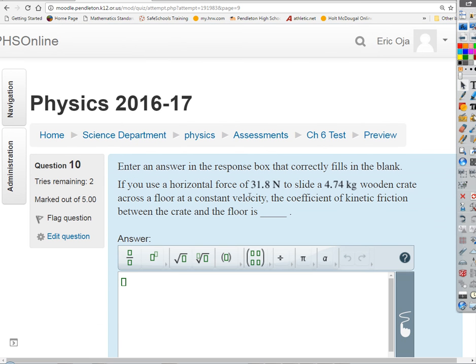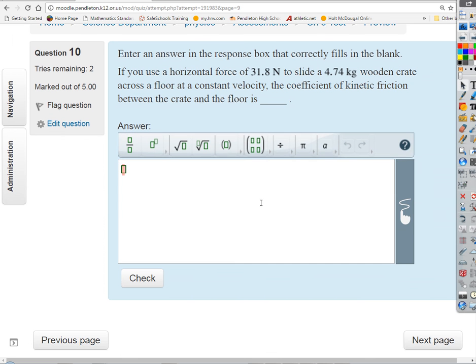What about this guy? Oh, it's a crate problem. You're going to get some different ones, but you're going to get one like this, similar to this. We should all write the same exact problem. Okay, so get out your notebooks. I want you to take a second and set up the free body diagram for this one.